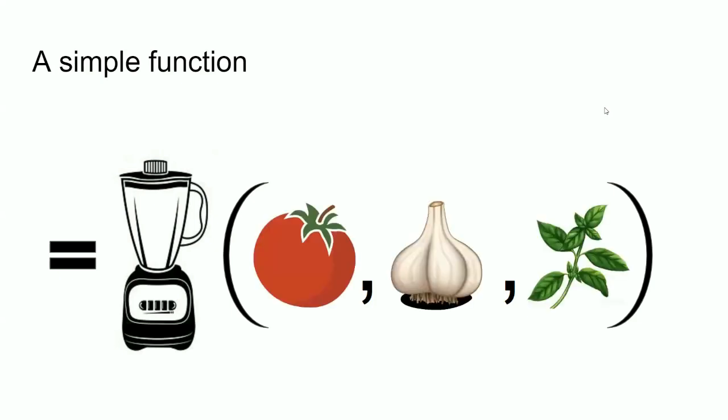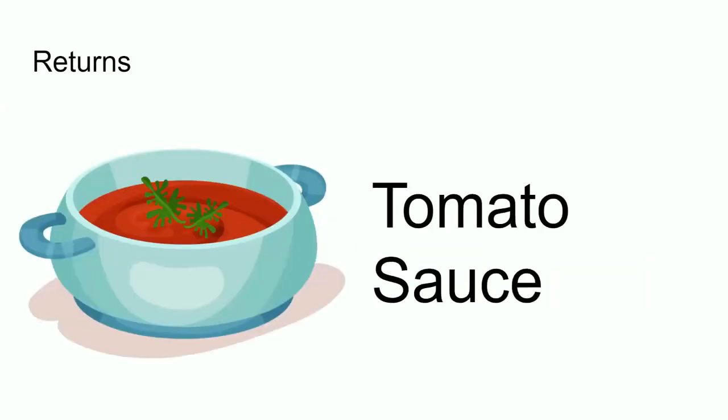So if we look at this in our analogy, if we put tomato, garlic, and basil inside a blender, we see that those are three different things. What's it going to give us in return? We hit the button, it blends, and it will return tomato sauce. Okay, so very straightforward, fairly easy.